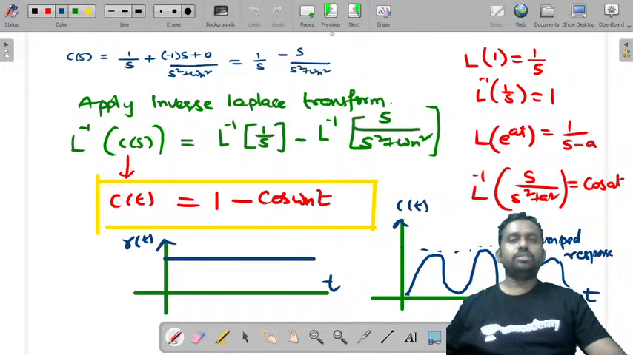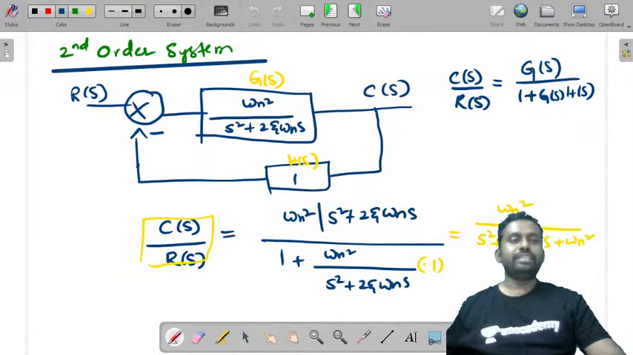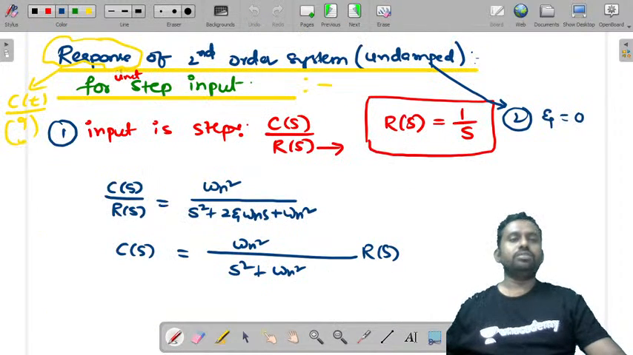So let's look at this once again, what I have done. First we have considered a second order system, and from this standard second order system we have got the second order system transfer function C of s by R of s, and based on the value of zeta they are classified as undamped, critically damped, underdamped and overdamped systems. And for these you can find the response C of t for R of s any input. Basically we are considering a step input. So we have taken up the response of second order system, undamped system, for a unit step input.